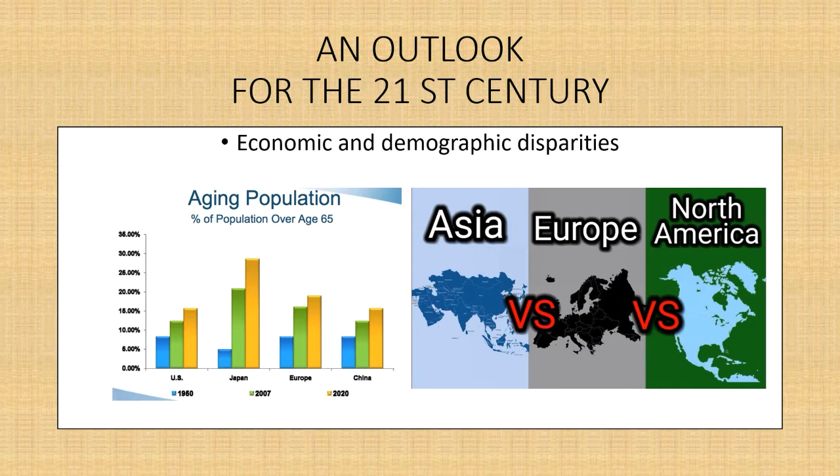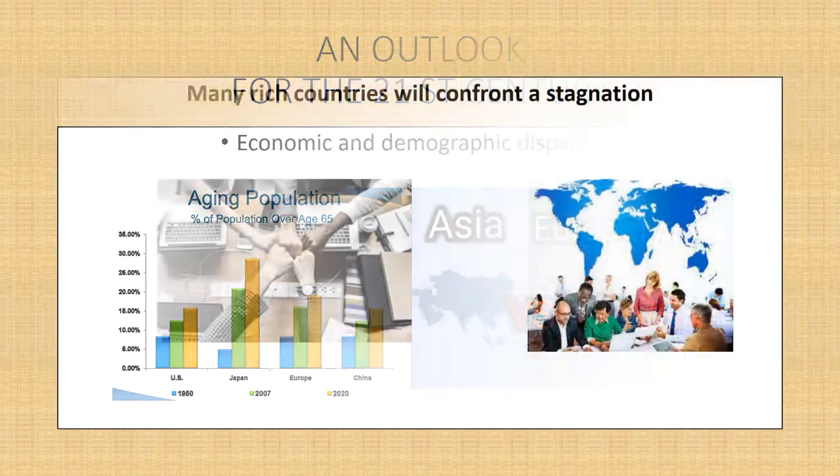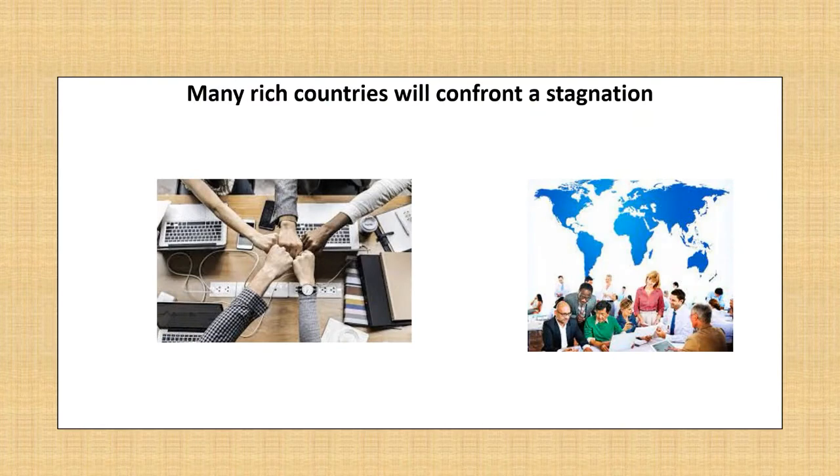Richer societies in Europe, North America, and East Asia already are experiencing rapid population aging. In the future, many rich countries will confront a stagnation or decline in their native workforces. The same will happen in some emerging economies, namely China. At the same time, the working age population will continue to grow in other emerging economies and in most low income countries.